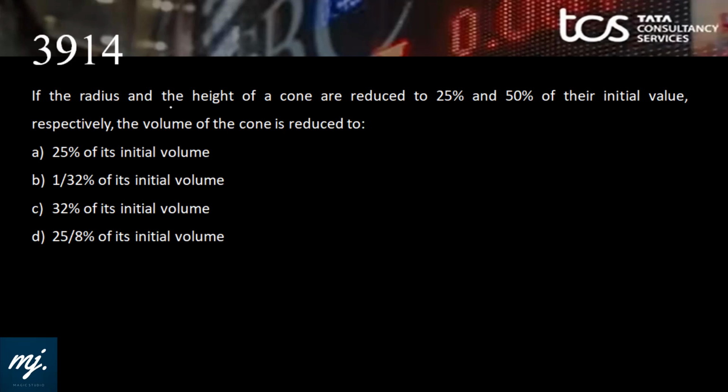If the radius and the height of a cone are reduced to 25% and 50% of their initial value. So if radius was 4 and height was 2, the new radius is reduced to 25%, that means 1/4 of 4 is 1, so the new radius becomes 1, and the new height is reduced to 50%, that means it also becomes 1. So this is old radius, old height, new radius, new height.